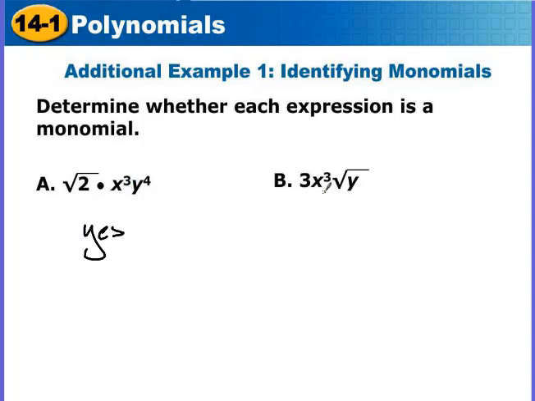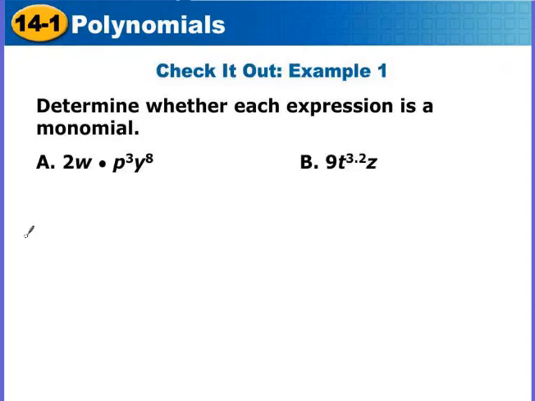If we look at this one over here, the 3 and the x to the third power are perfectly fine, but having this variable underneath a radical makes it not a monomial. So the first one is a yes, the second one is a no. Okay, so what I'd like for you to do is pause the video and tell me, is A or B, or A and B, or either one of those, or both of those, monomials?